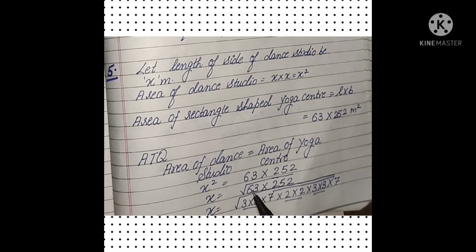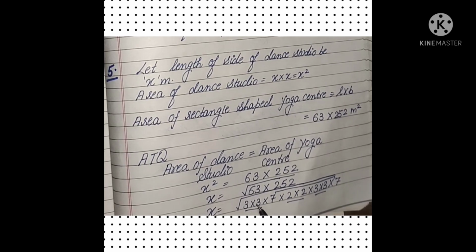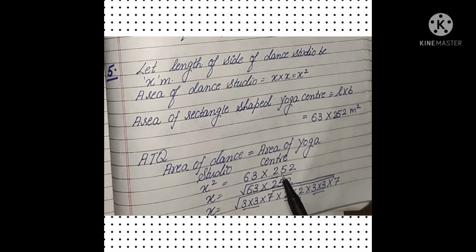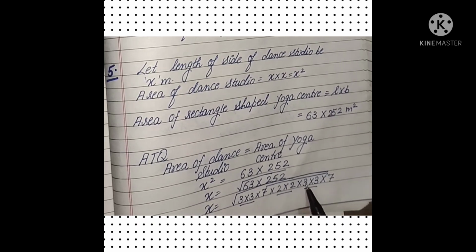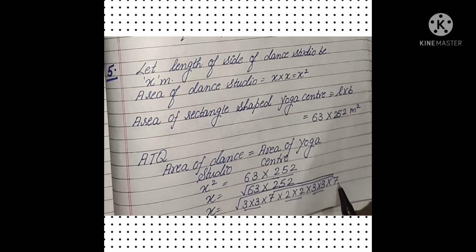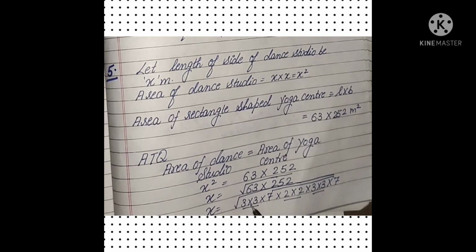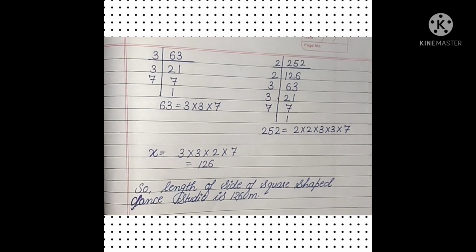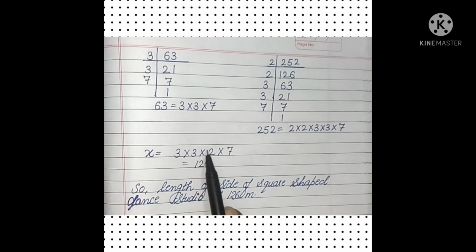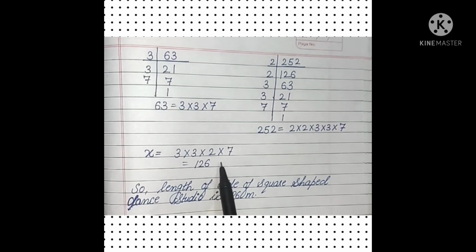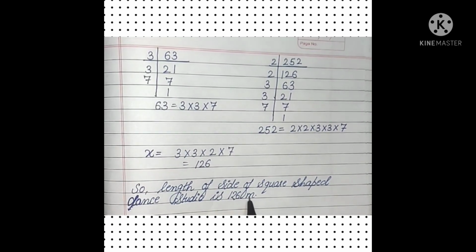When we perform prime factorization of 63, we will get 3 multiply 3 multiply 7. 3 3s are 9, 9 7s are 63. Similarly, for 252, it will give 2, 2 2s are 4, 3 4s are 12, 3 12s are 36, 36 7s are 252. Now we will make pairs. Now, on taking one factor from each pair, we will get 3 multiply 3 multiply 2 multiply 7, and this will give 126. That means the length of the side of the square-shaped dance studio will be 126 meter.